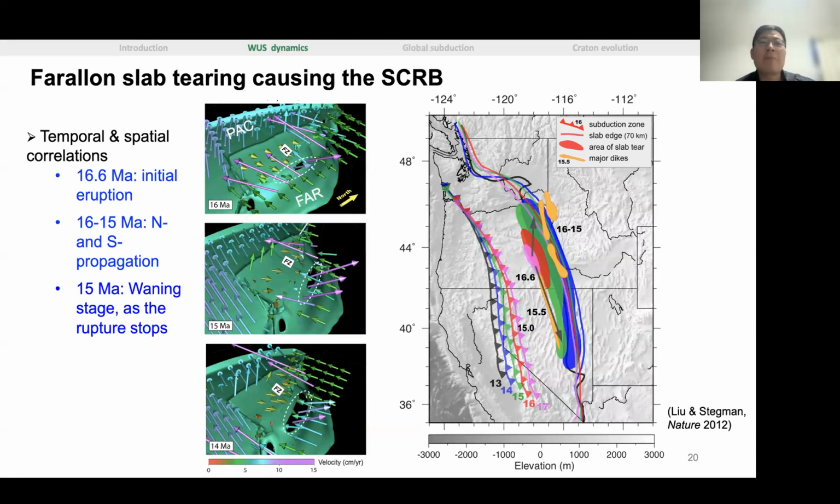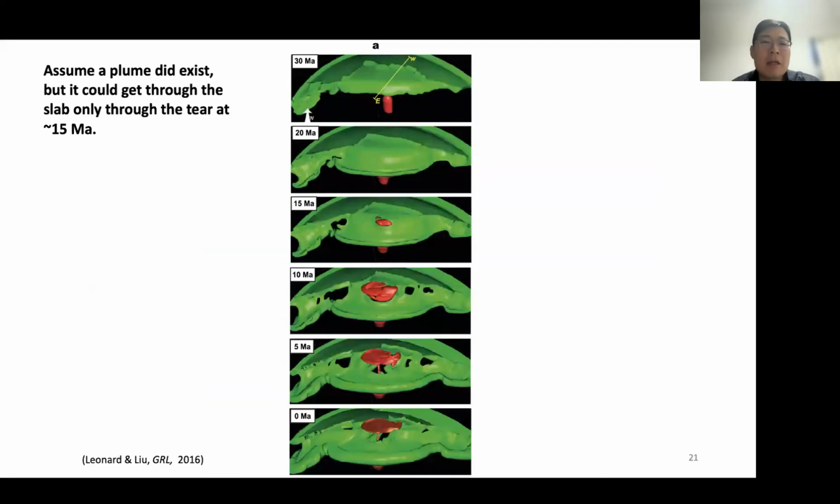So in this case, we propose that a large igneous province on Earth does not necessarily require a plume, because in this case we don't have a plume. But is a plume really needed, right? This is still kind of an open question at that time. Then we did more tests.